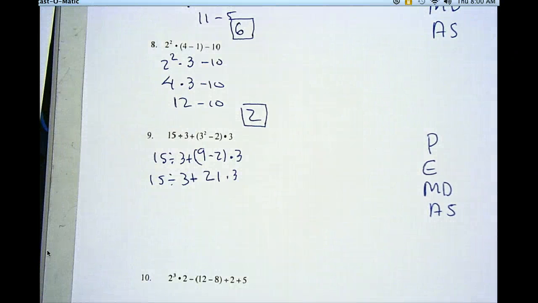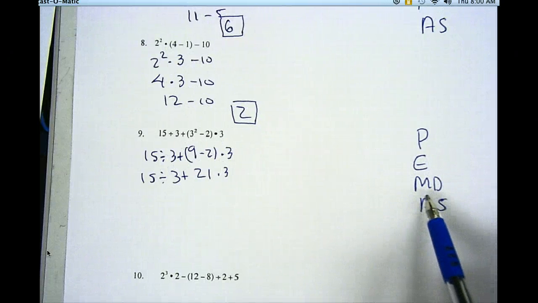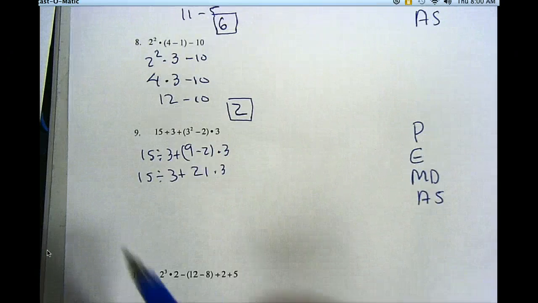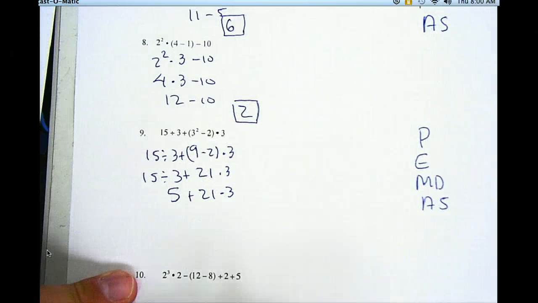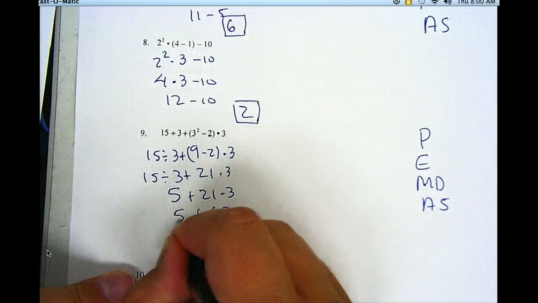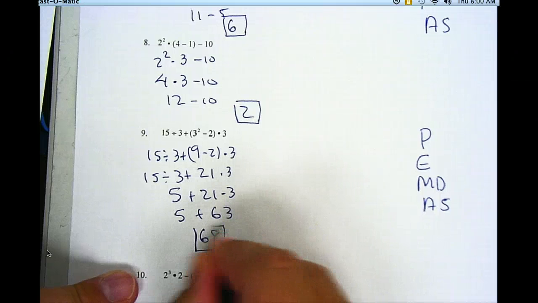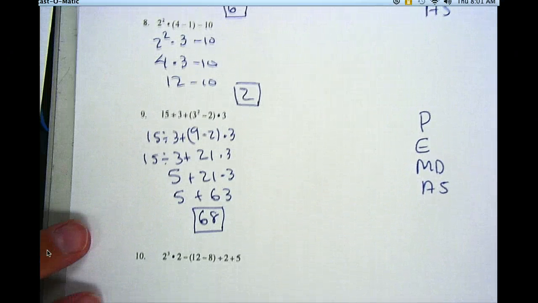Now what I have left is division, addition, and multiplication. So I have both division and multiplication. I do whichever comes first from left to right. And the division is first in this problem. So it's going to be 5 plus 21 times 3. And I still have multiplication, so I have to do that. So it's 63 plus 5. And then my answer is 68. See if I did that one correctly. Yep, that one's correct.